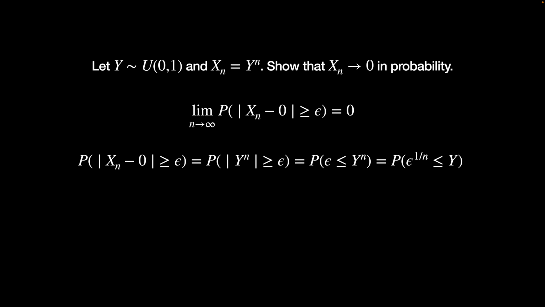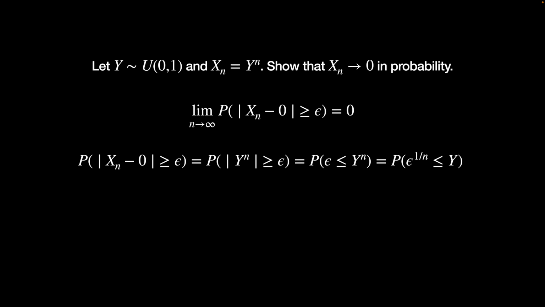Then, because Y is only defined on 0 to 1, that's our support, Y to the power of n is always positive, so we can drop our absolute value. And then our last inequality comes from the fact that when you have Y to the power of n, we can just do epsilon to the power of 1 over n. And now you might start to see where we're going with this.